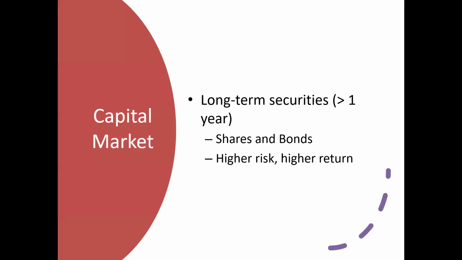Now, capital market is for long-term securities, and it's normally more than 1 year. So investing in shares and bonds is normally long term. So that's it, and it's high risk. Now, one of the risks associated with shares is price fluctuation. Okay, you don't know what will happen to the share price. It's serious. You don't know what will happen. Today it's going up, tomorrow it's going down.